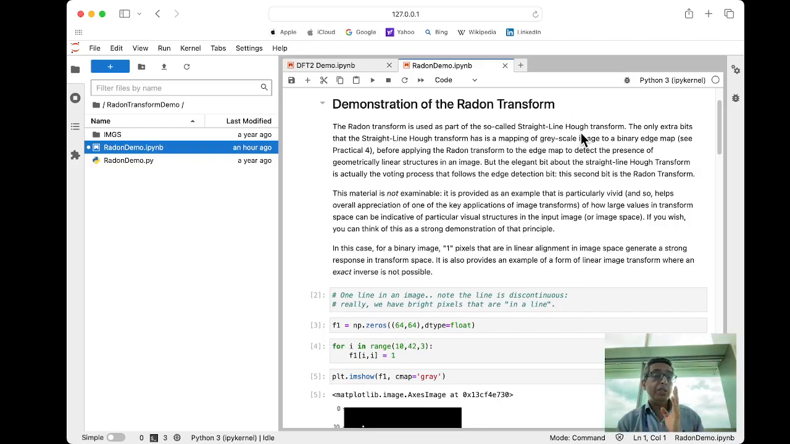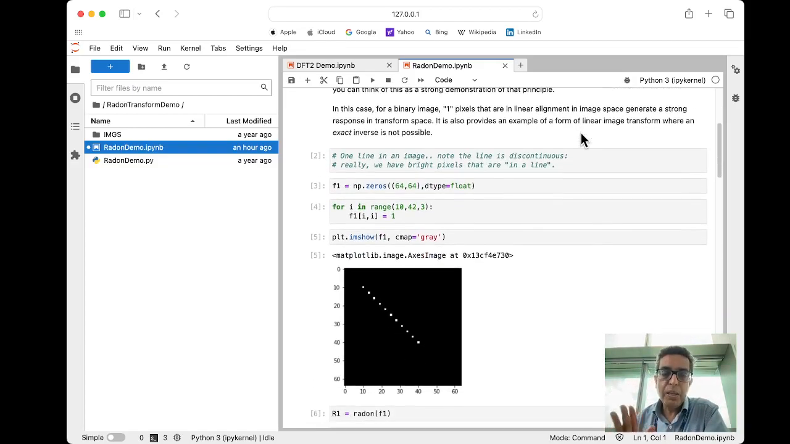first apply edge detection to create a binary image, where you find boundaries using thresholding, and then finding the boundary pixels. And then you apply the radon transform on that, which then gets you into what's called Hough transform space. So let's see how this works, because it's really cool.